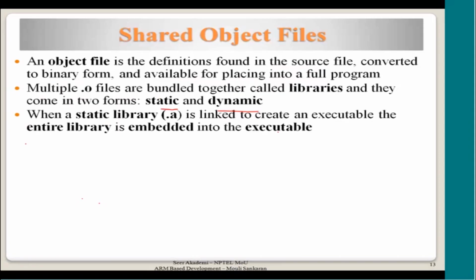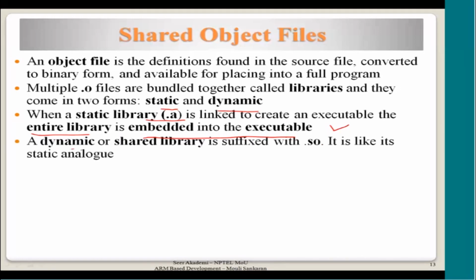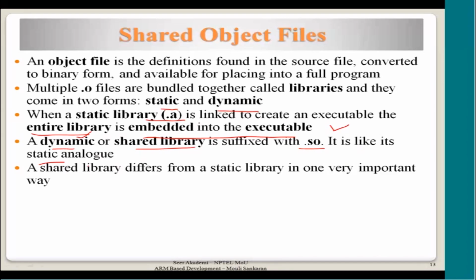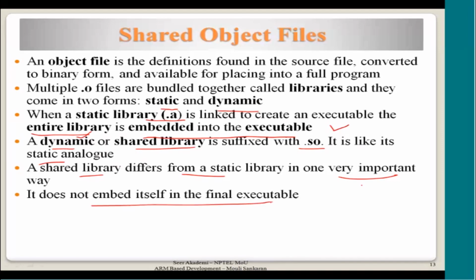What I mean by that is a static library, typically in the ARM world with a .a extension, is linked to create an executable. The entire library is embedded into the executable. So a static library is statically bound to the particular executable. Whereas a shared library is suffixed with .so, which we call a dynamic library or shared library, or DLL in the Windows world. So it is called .so. It is analogous to the static library, but the shared library differs from a static library in one very important way. What is it? It does not embed itself in the final executable.